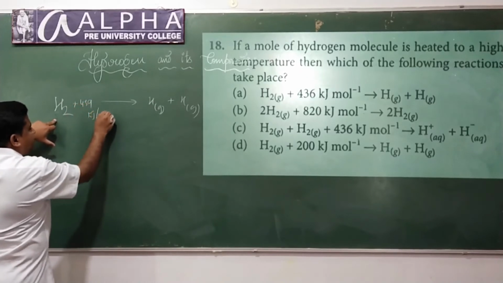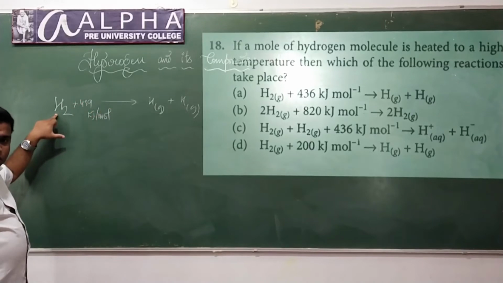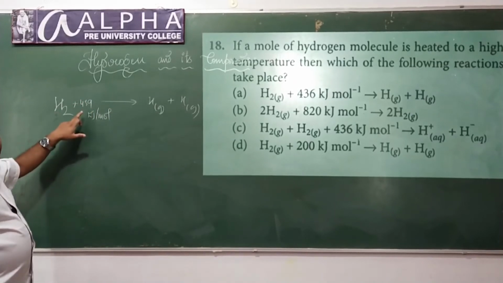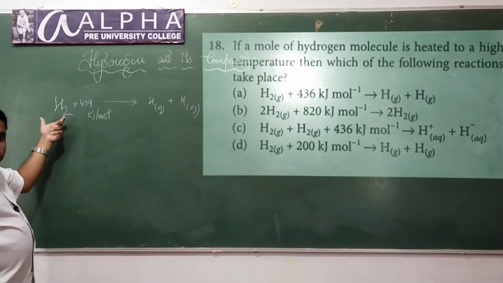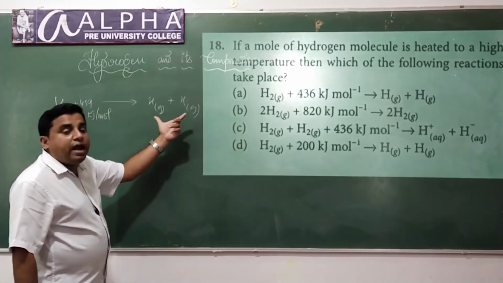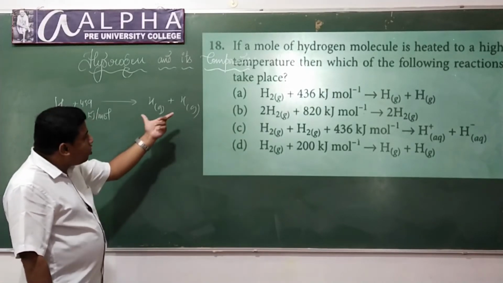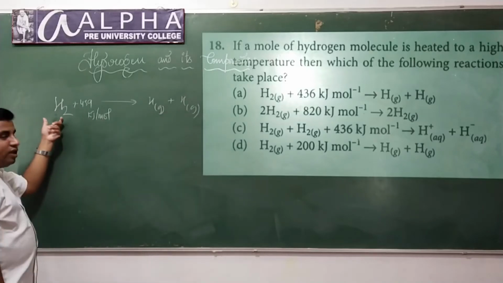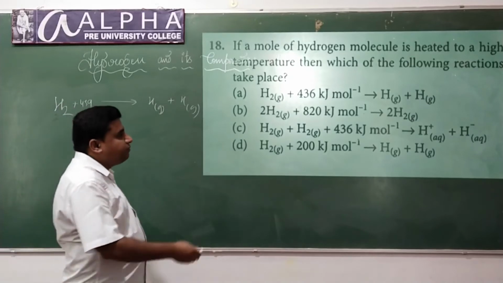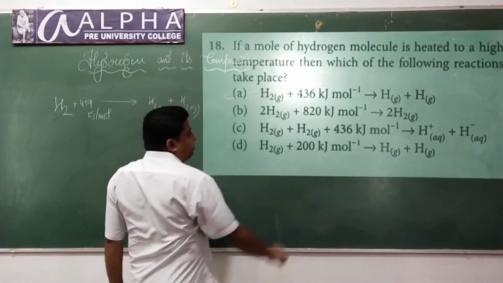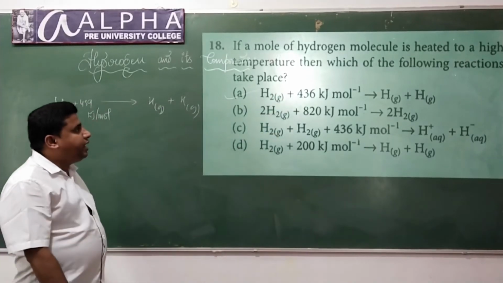If I heat hydrogen molecule while supplying 439 kilojoules per mole of energy, then the hydrogen molecule will break to give atomic hydrogen. Atomic hydrogen is more reactive than hydrogen molecule. Understood? So the correct answer is option A.